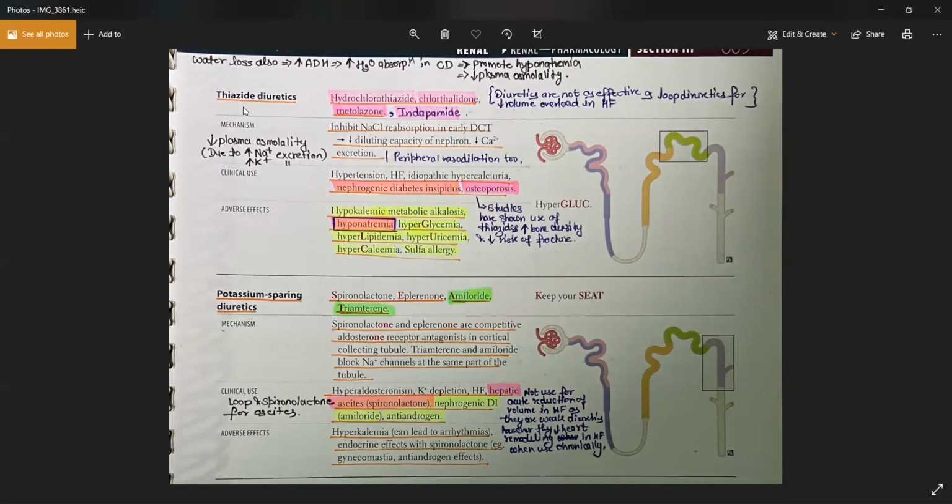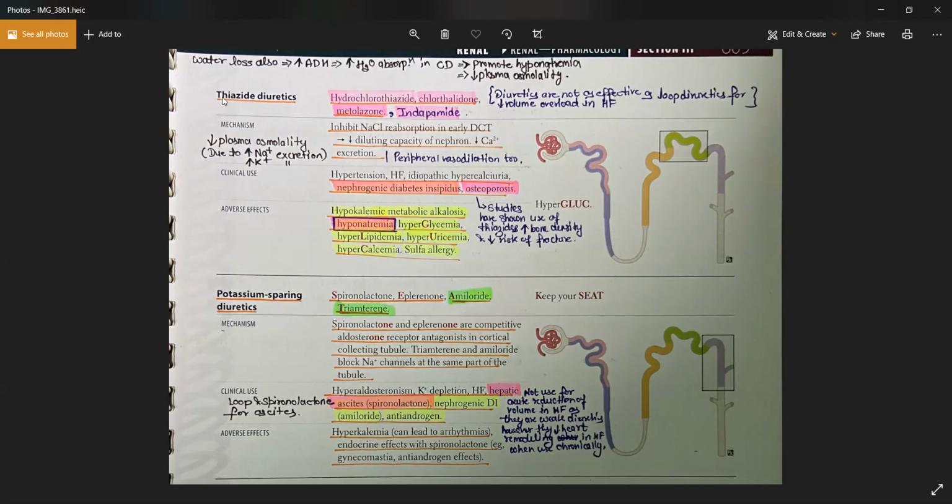I told you one thing about additive and synergistic. If both are doing the same action and giving the same effect, then it is additive. If both of them are acting through different mechanisms, causing the same effect, then it is synergistic. So would it be synergistic or additive? Synergistic, because both have different mechanisms of action. Remember that.